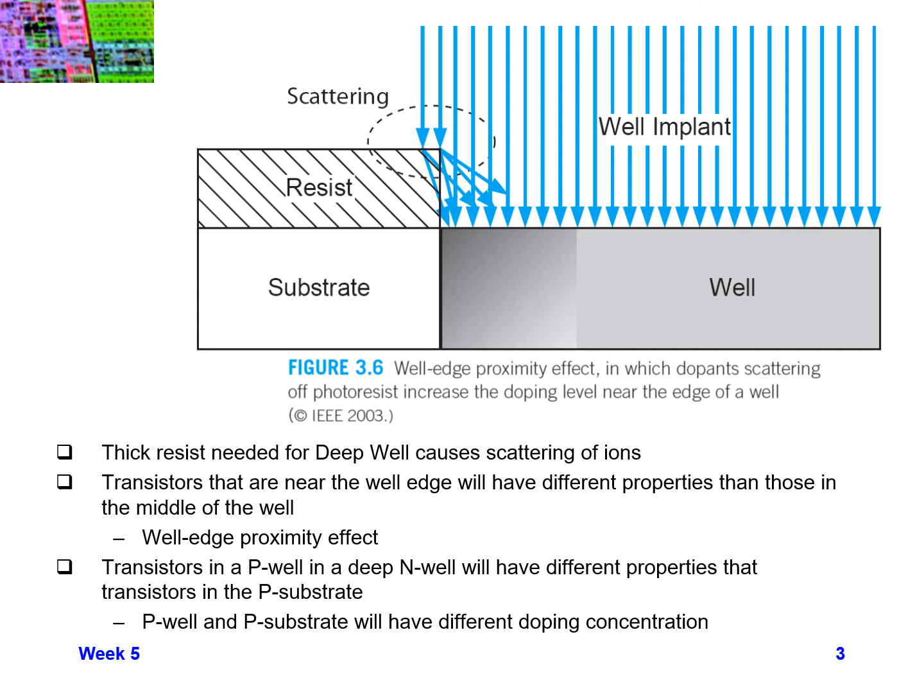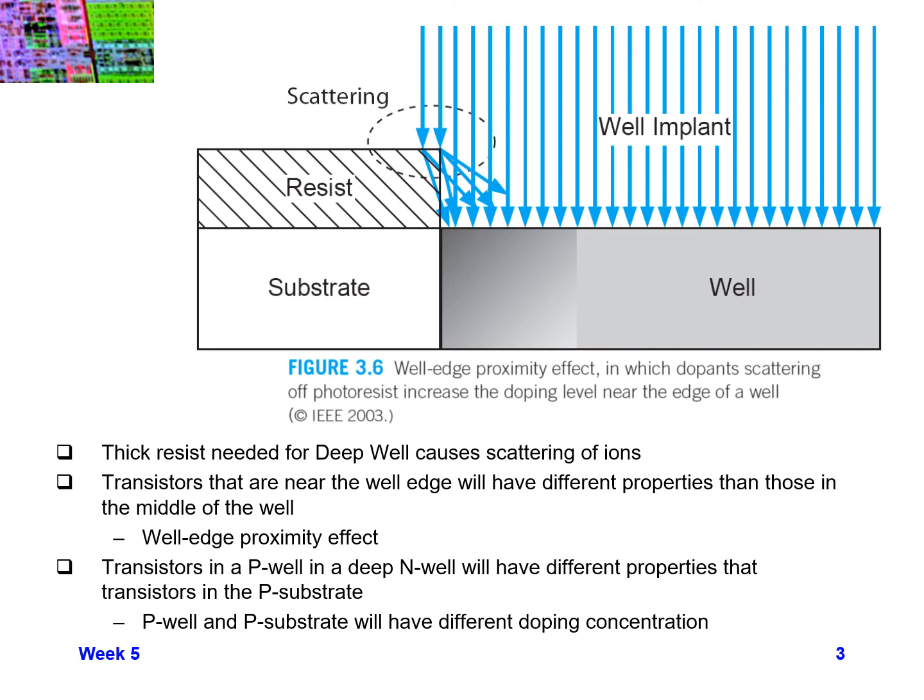And since you'll have extra ions scattering into that area, it means that the concentration of dopants at the edge of the well is actually going to be higher than the concentration of dopants in the middle of the well. And if you have transistors that are patterned at the edge of the well, they could have a different threshold voltage, a different mobility to their carriers through the gate.